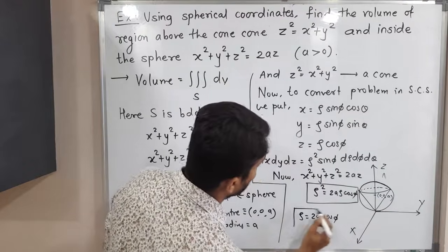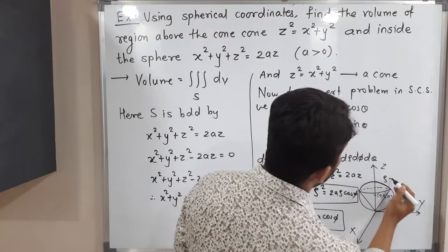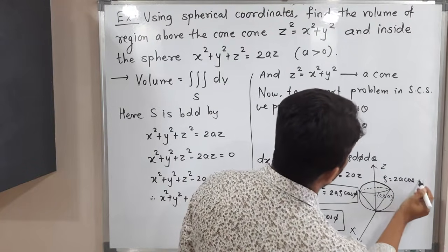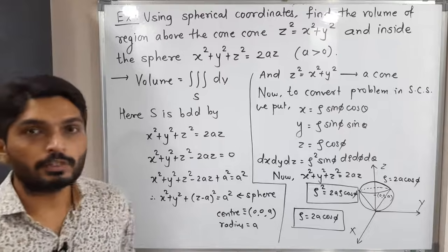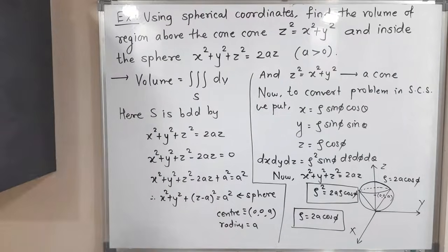So very simple equation we have got. Rho is equal to 2a cos phi. Let me write it here. So rho is equal to 2a cos phi. So similarly we have to convert equation of cone also in spherical coordinate system. There is no more space to write. Make a screenshot of it, then we will go further.